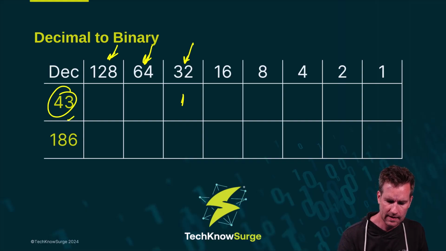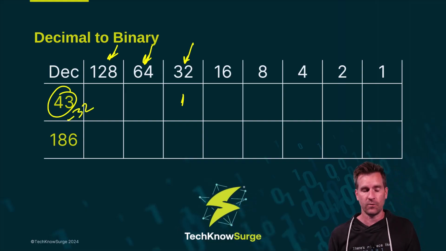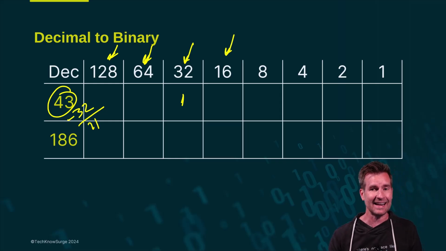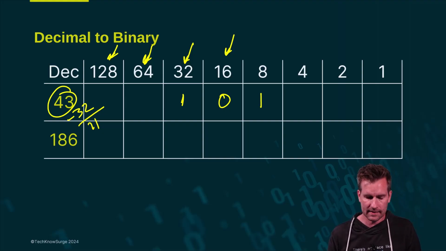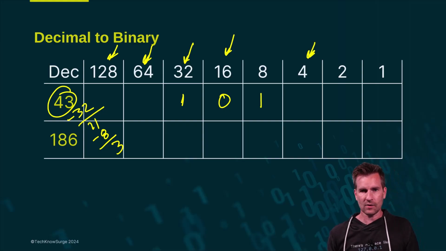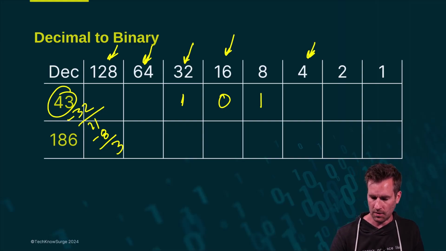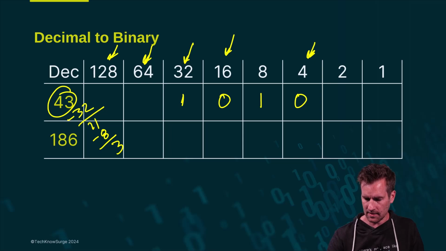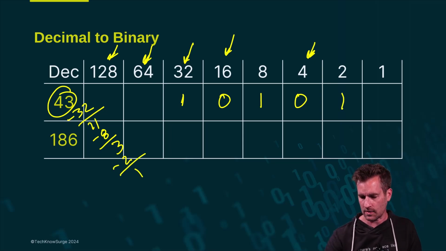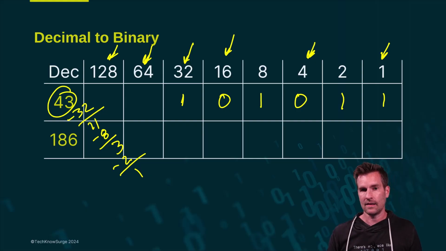So we're going to take 32 away from this 43 and we get 11 left. Next, do we have a 16 in it? No, we don't. So we're going to put a 0 there. Do we have an 8 in there? Yes, we do. So we'll put a 1 right there. We'll subtract 8 out of this, and then we end up with 3. Is there a 4 inside that 3? No, 3 is too small. So there's no 4. How about a 2? Yes, there's a 2 hiding inside of there. So we subtract 2, and then we get 1. So is there a 1? Yes, there is.